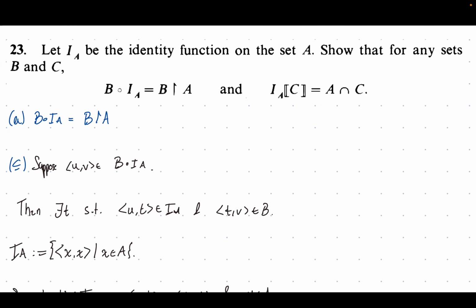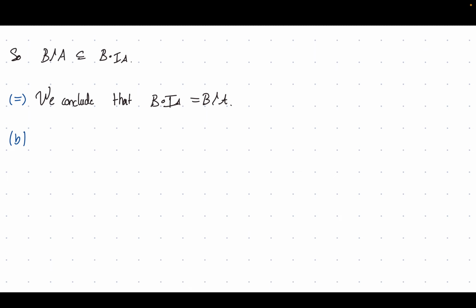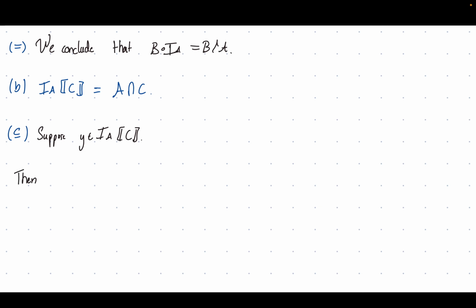Now part B, we have to show that the image of IA under C, I keep getting that wrong, is equal to A intersect C. Again, inclusion going forward, we have: suppose y is in the image of IA under C. Then there exists some x in C such that x, y is in IA.